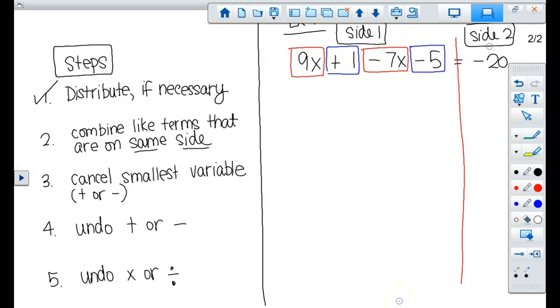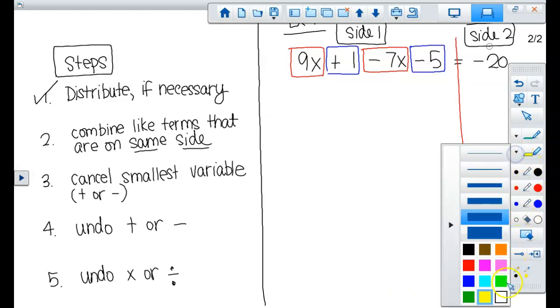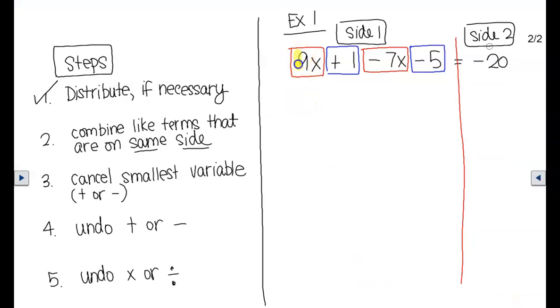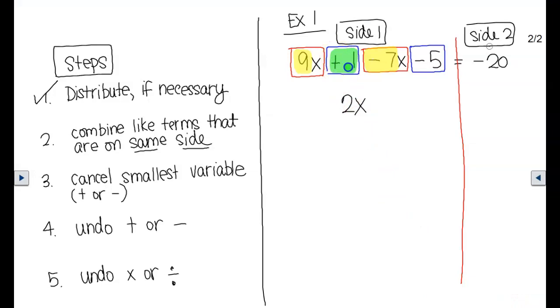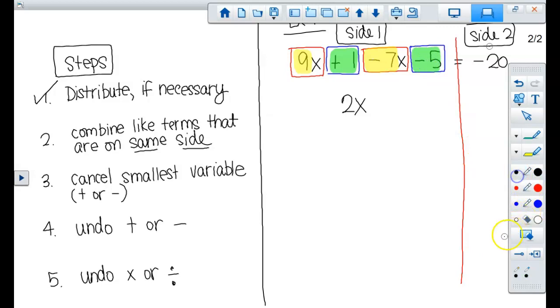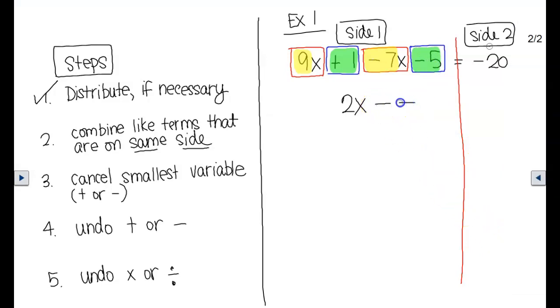And I'm going to combine these by doing what it says. So for the x's, for the red boxes, I'm going to do 9 minus 7. 9 minus 7 is 2, so that's going to be 2x. So that's my red boxes. All right, now I'm going to go back and combine the blue boxes. So in the blue boxes, I have a positive 1 minus 5. And if I do a positive 1 minus 5, I get a negative 4. So I'm going to put minus 4.